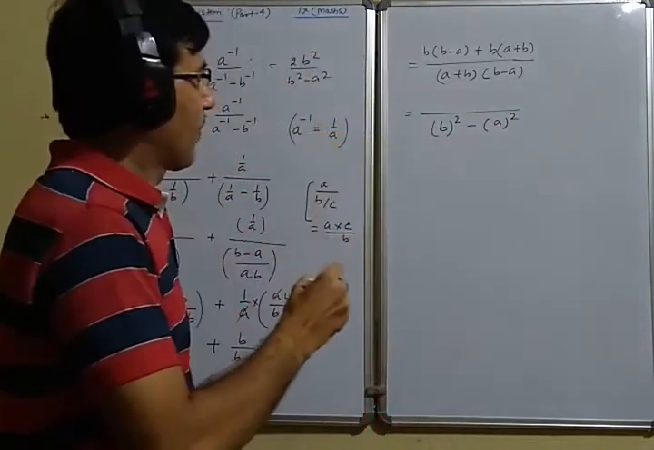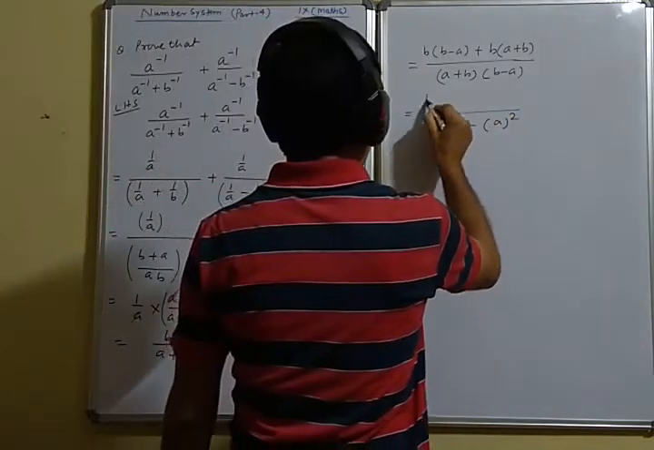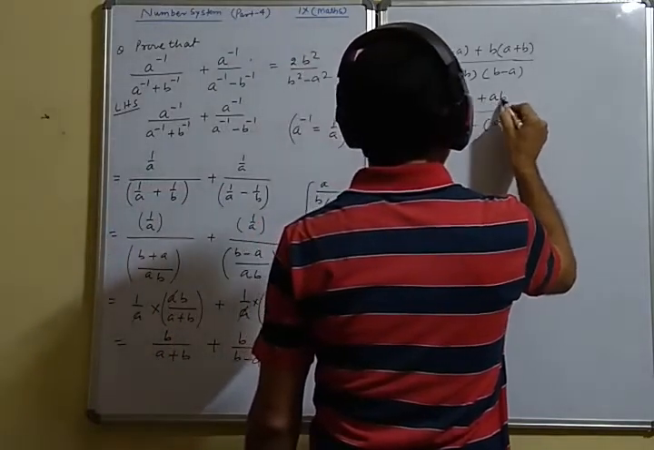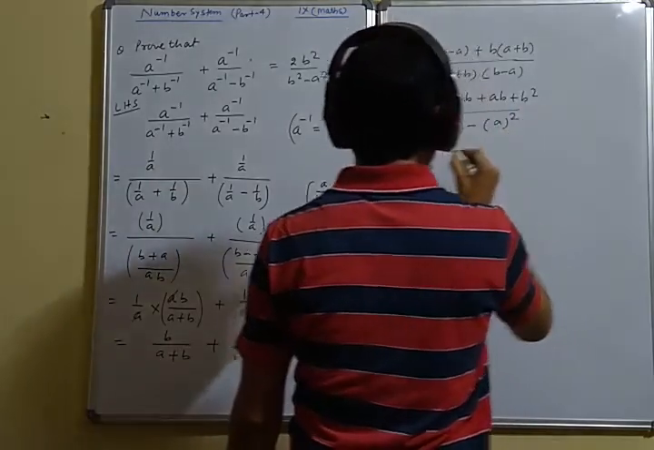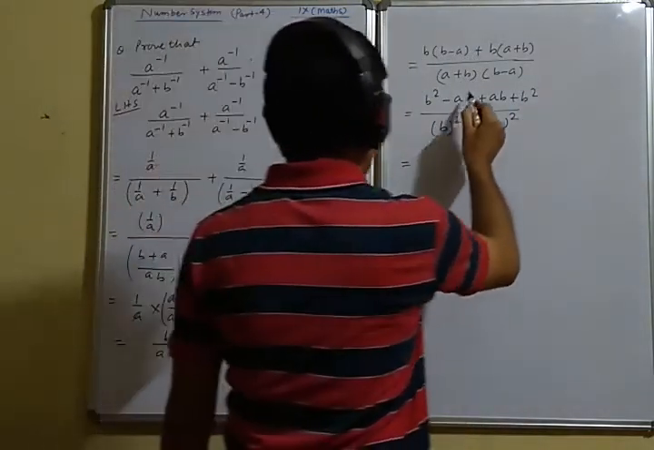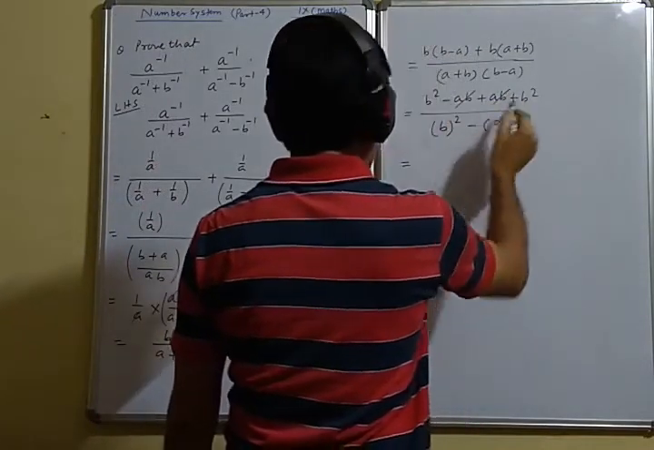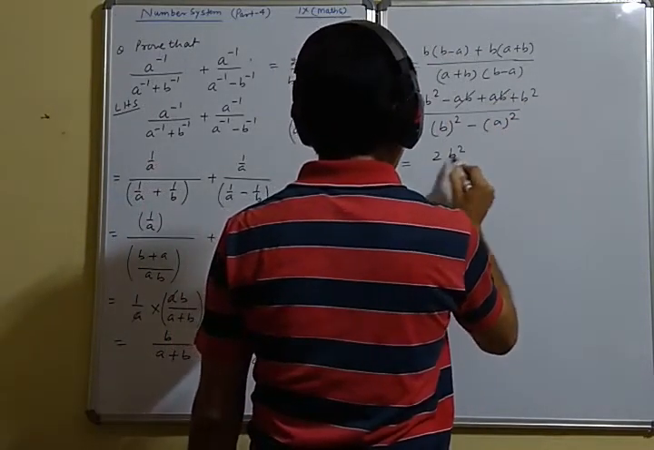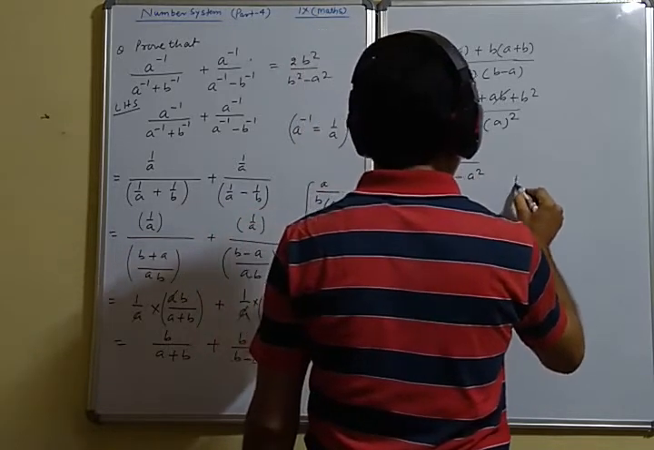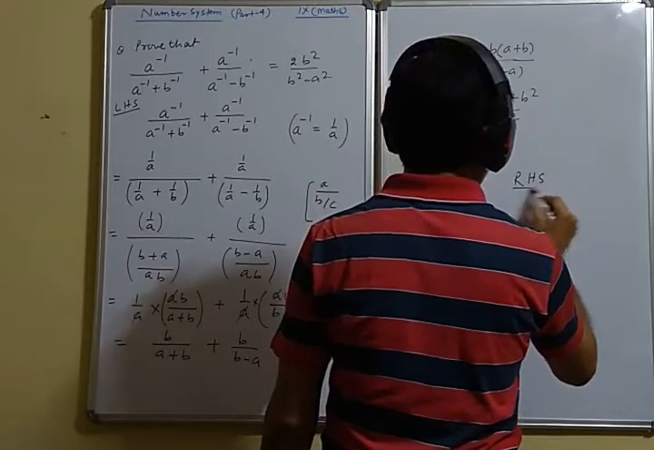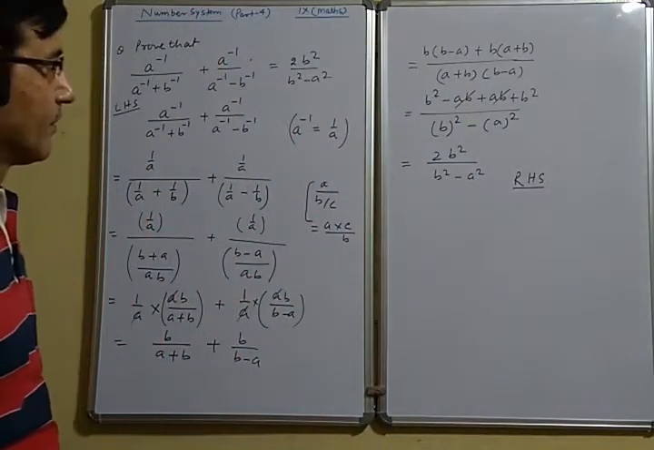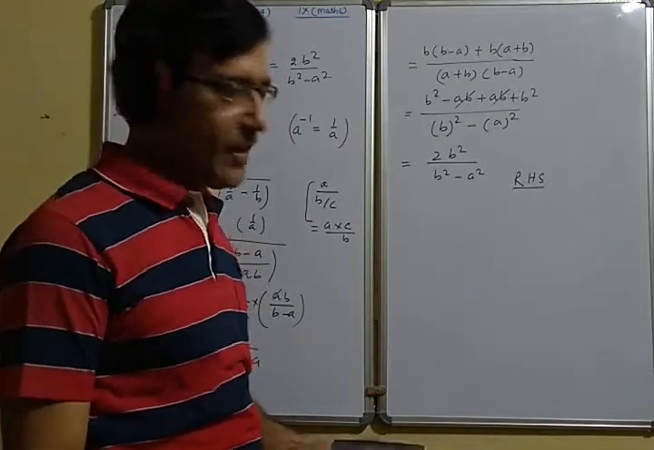In numerator, simplify it. It is B square minus AB plus AB plus B square. So what it becomes? AB cancel out. B square plus B square is equal to 2B square divided by B square minus A square, which is the right hand side. That is the required solution. Now let us see the next question.